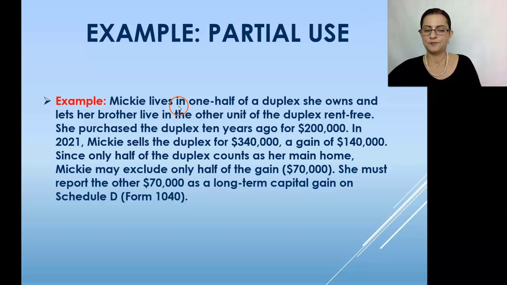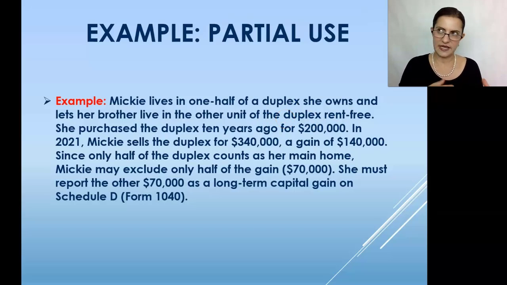So let me give you an example. Mickey lives in one half of a duplex that she owns, and she lets her brother live in the other unit of the duplex rent free. Sometimes it'll be a rental property too, and in that case, you would still have to do the proration. Or sometimes it's a duplex like this, and they won't let their family member live in it rent free, but it'll be a below market rental. In that case, it still wouldn't qualify for the Section 121 exclusion either. So you'd have to do a proration, you'd have to do the math.